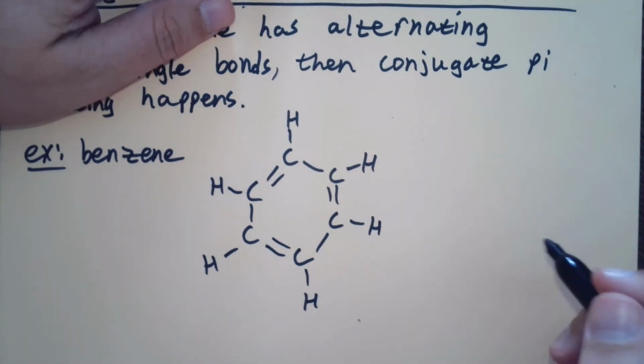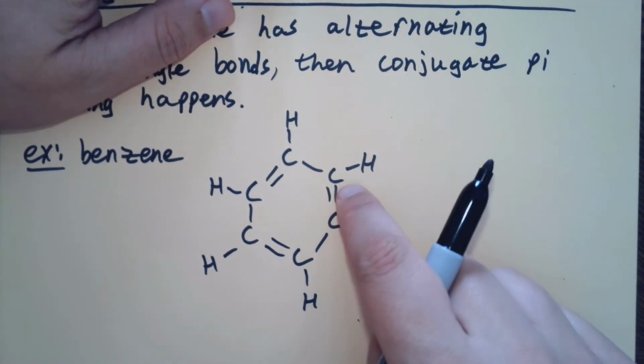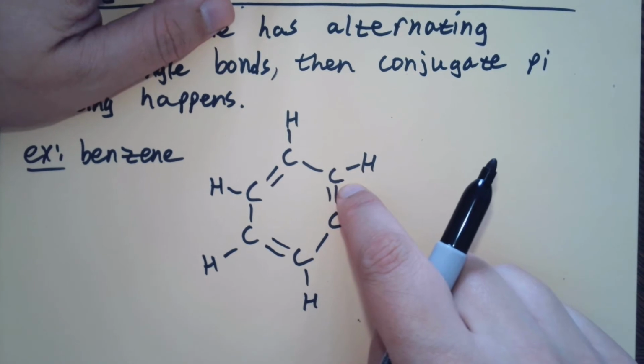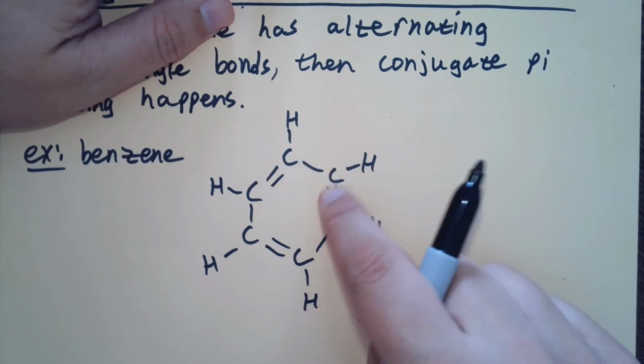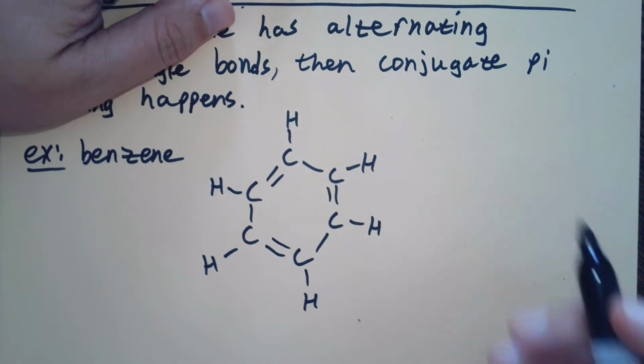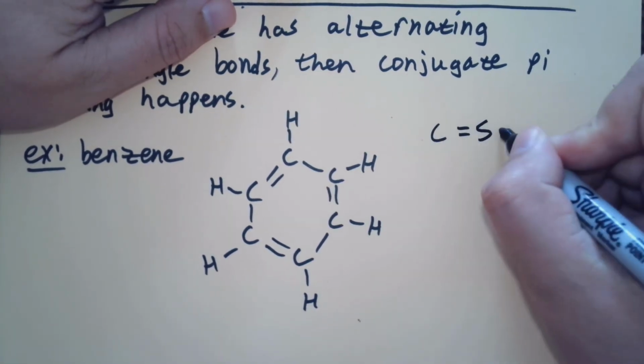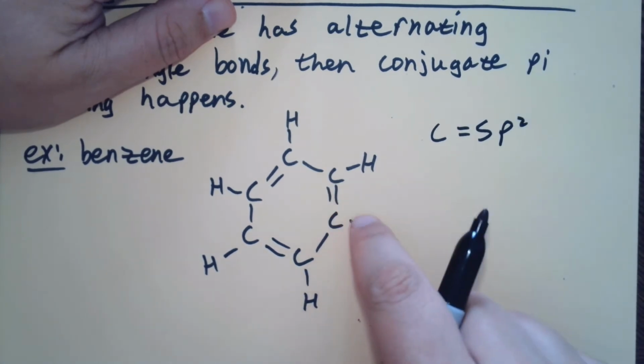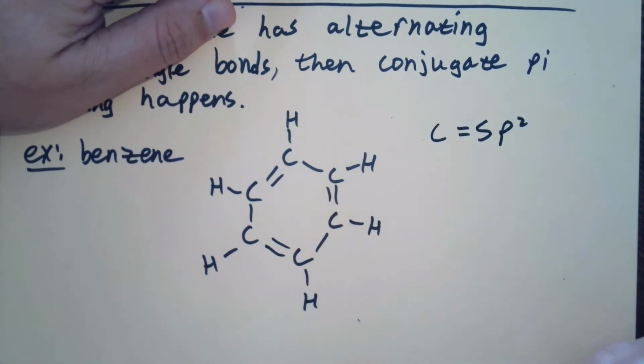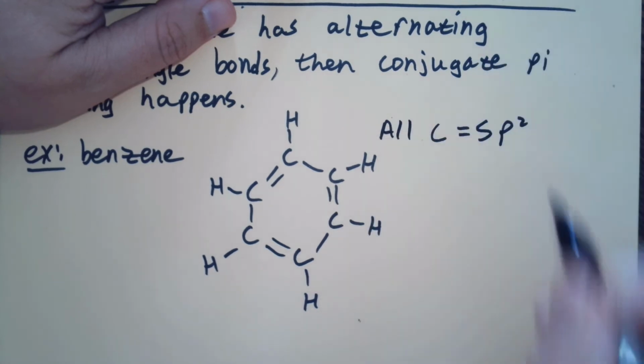But if we look at these carbons, what hybrid orbitals do I have on that carbon? So it has 1, 2, 3 areas of electrons. So that means that the carbon is sp2. What about this carbon? 1, 2, 3. This carbon, 1, 2, 3. They're all sp2.